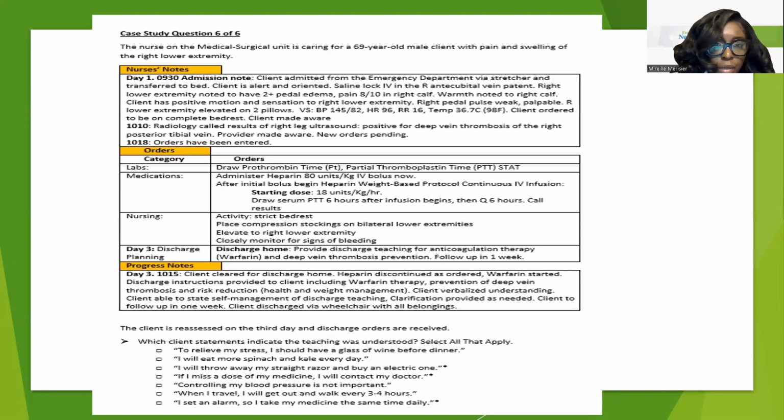So when we look at these particular choices, the ones that are correct are, I will throw away my straight razor and buy a what? An electric one. Do we want a patient using anything with blades that's on anticoagulants? No, they need an electric. If they miss a dose of their medication, should they call their doctor? You better bet your bottom dollar yes. Because remember, the anticoagulation therapy builds up. Okay, it's labs. So that's a problem. And should they set their alarm to take their medication every day? Yes.